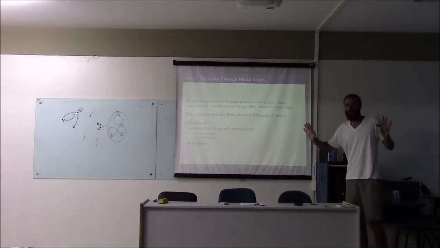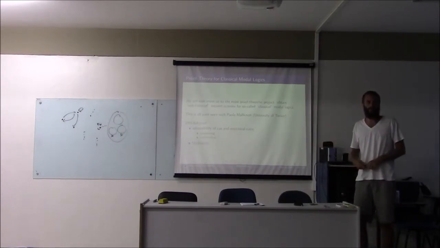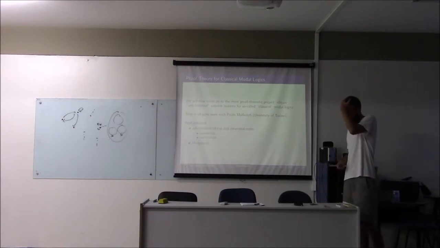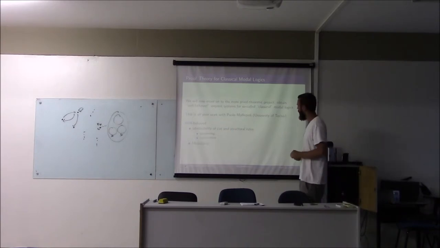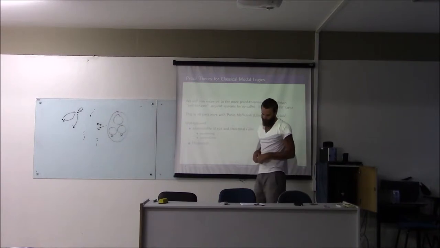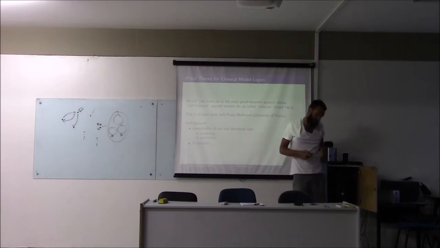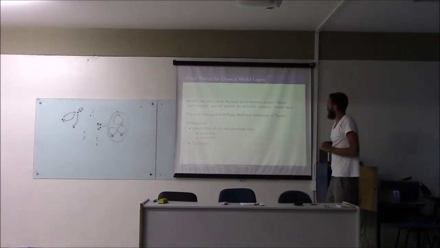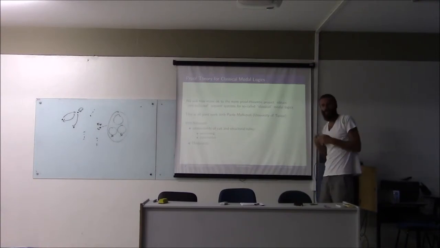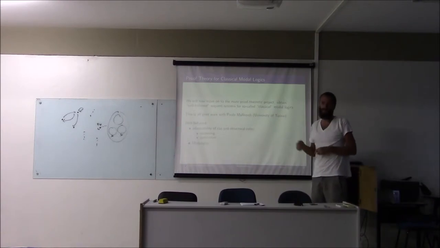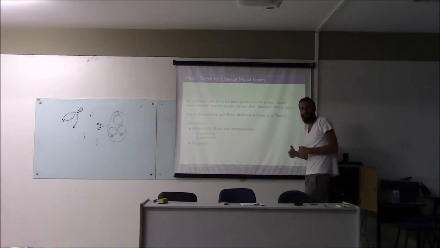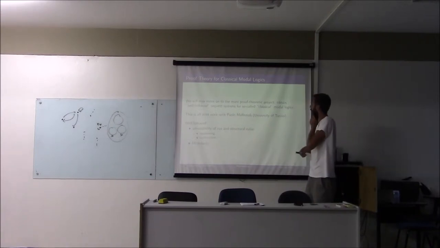So this was the background. From now on, it's more original material. So I apologize if everything up to now is very, very boring. Hopefully now it will be a bit more interesting. So what's the proof theoretic project that I'm interested in? Well, it's to create well-behaved, I'll define this in a second, well-behaved sequent systems for these logics, for which we might use a neighborhood semantics. So what do I mean by well-behaved?